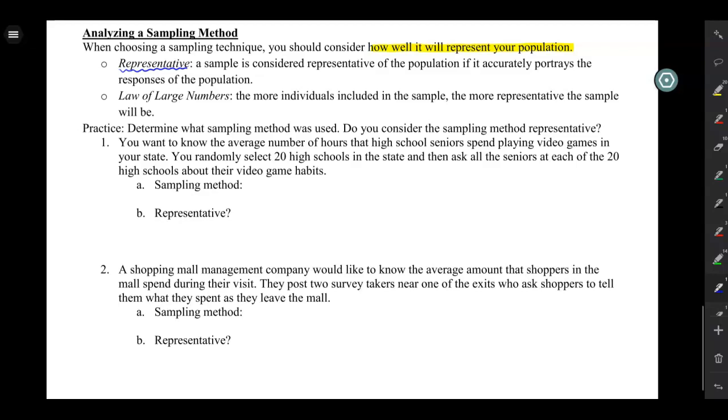So that means that if you were to ask your entire population a question, your responses should be similar, not exactly the same, but similar to what you would get if you just asked your sample those same questions.